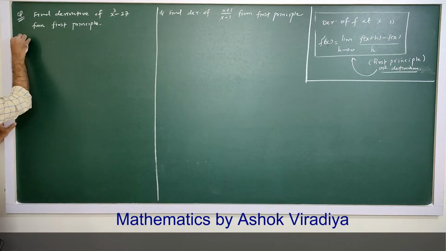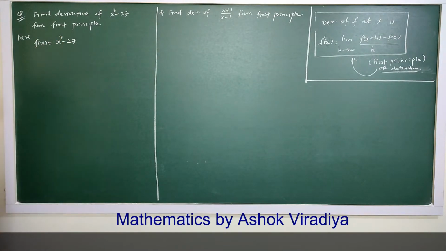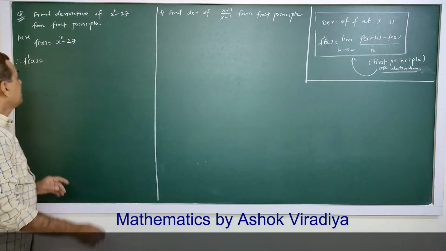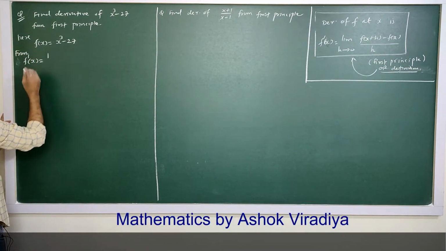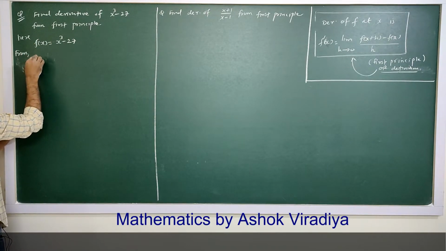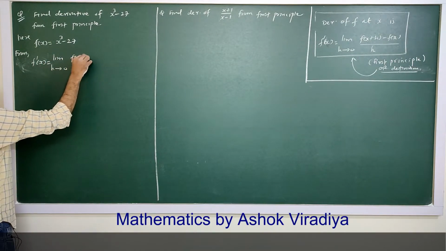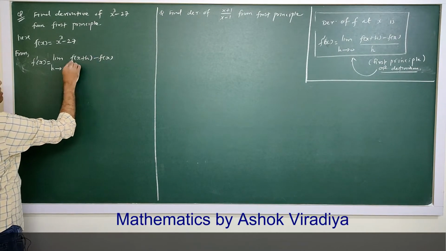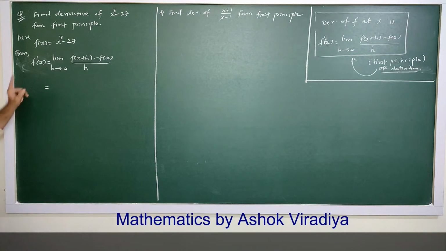Say here, function is fx equal to x cube minus 27. We want f dash x. F dash x, from this first principle, is limit h tends to 0, f of x plus h minus fx upon h. So from first principle, now we are finding f dash x.